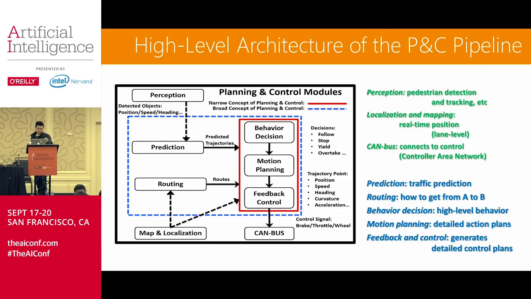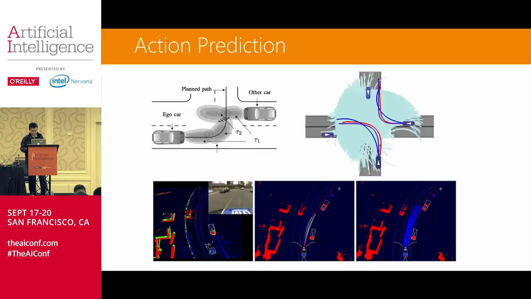These two modules output their routes and trajectory to the core, which is in the red box, the core modules of planning and control. Behavior planning or behavior decision, motion planning, and feedback control. Mostly motion planning and feedback control, the expertise is owned by the vehicle manufacturers, whereas behavioral decisions are mostly done by researchers in internet companies, say Google, Baidu, Waymo, and so on.